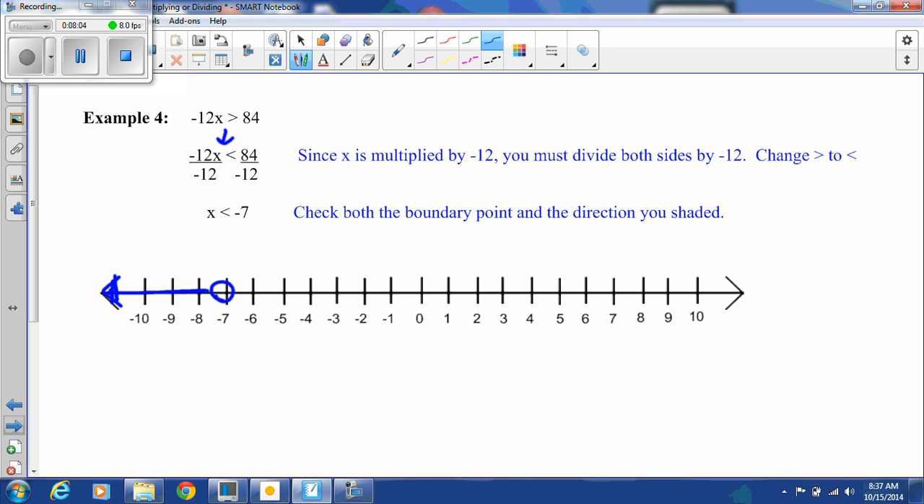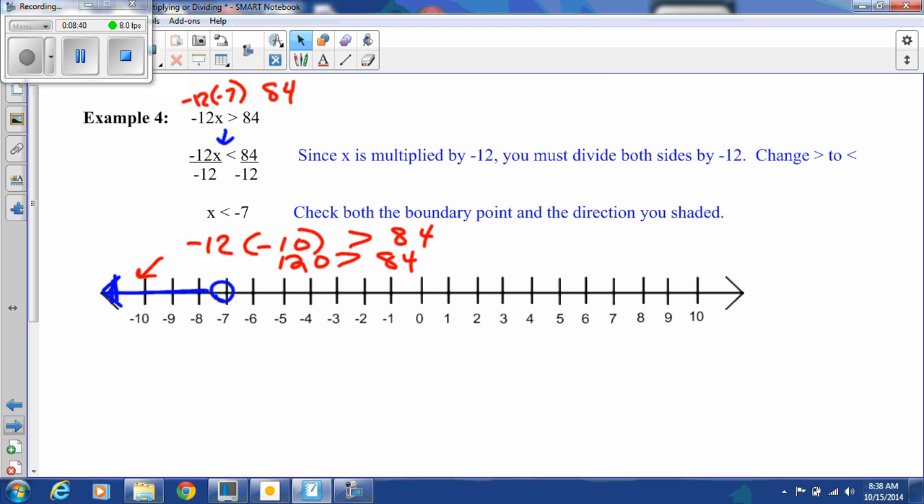Let's check both our boundary point and our direction. To check the boundary point, I'm going to put the -7 in for x. -12 times -7 is 84, so the boundary point checks. Now let's check the direction. I have to find a number less than -7 on the number line. I think I'll pick -10 and put it in my original inequality. -12 times -10 gives me a positive 120, and 120 is greater than 84. I have shaded in the correct direction.